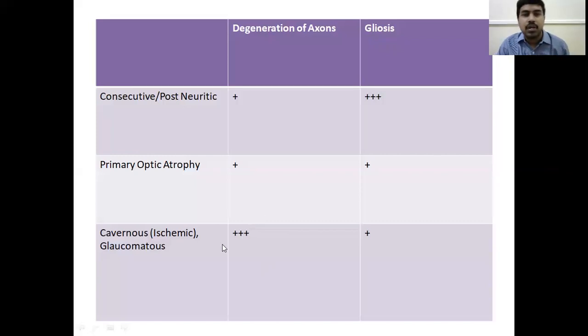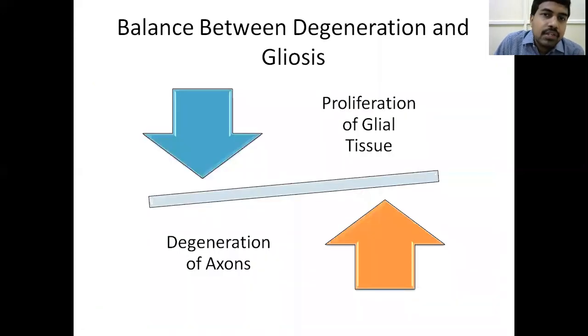So why this is important is, this concept will help you in remembering the table which is going to come next. So remember, in optic atrophy, there should always be a balance between the degeneration of the axons and proliferation of glial tissue. If proliferation of glial tissue is more, it gives a grayish color tinge to the optic disc. If degeneration of axons is more, it gives a pale white color to the optic disc. That is point number 1.